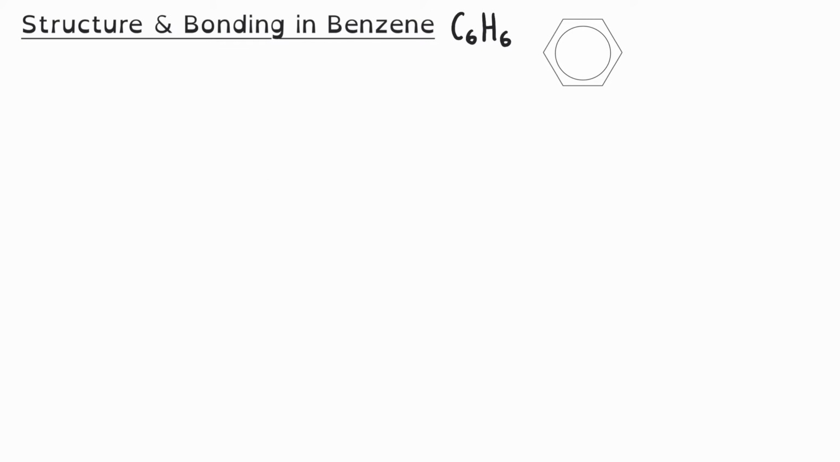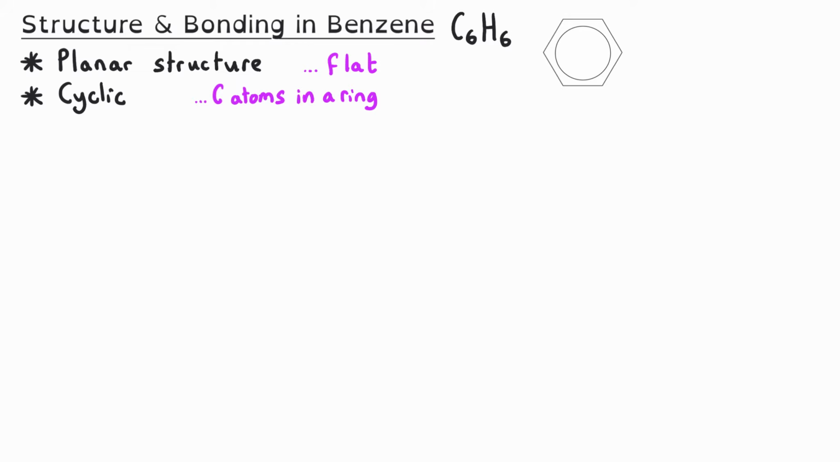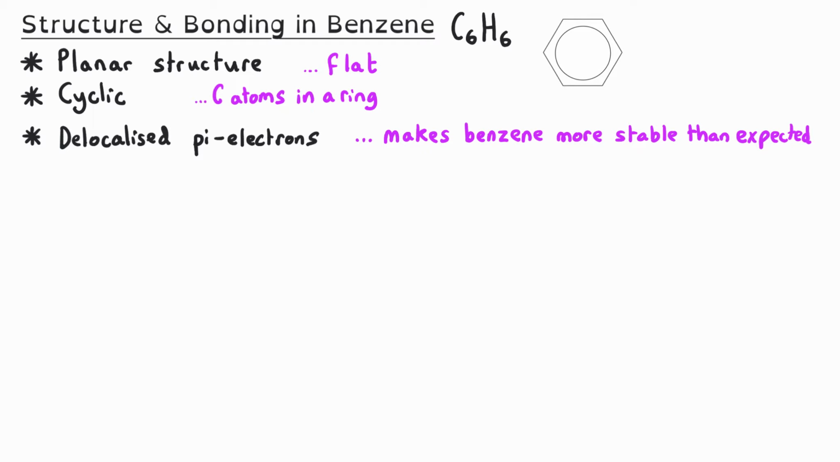To be classed as an aromatic compound, there are three specific features an arene needs to have. Let's explore these by focusing on benzene, which is the aromatic compound that you need to know about. Firstly, it has a planar structure, which means that it is a flat molecule. Secondly, it is a cyclic compound, which means the carbon atoms are contained within a ring. And finally, there are delocalised pi electrons, which makes benzene or other aromatic compounds more stable than we might expect.